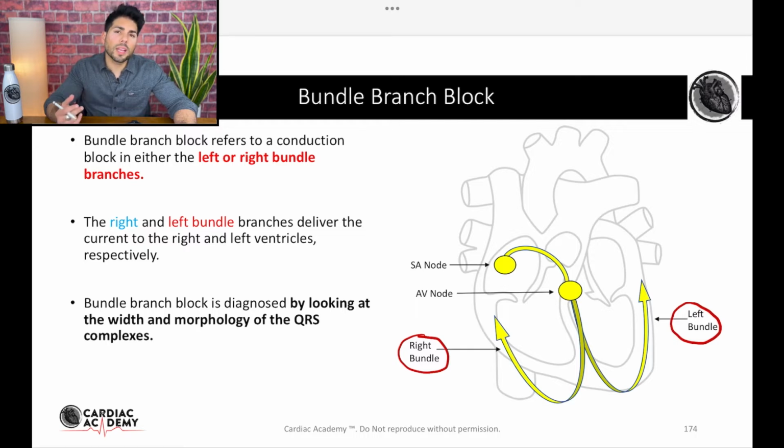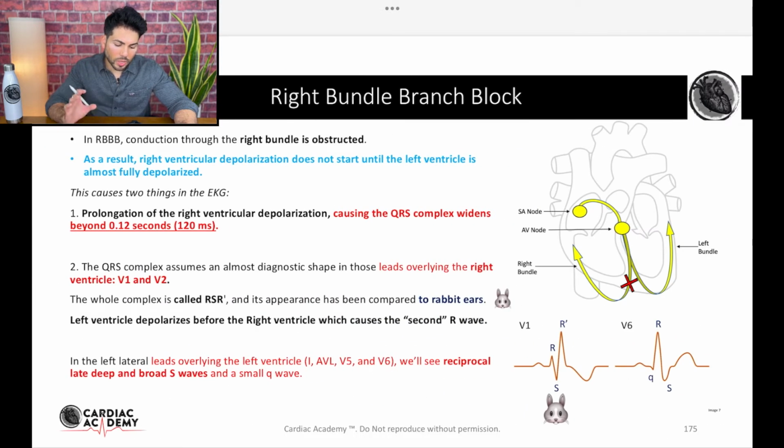And the way we're going to identify these is by two main ways. You're going to notice that there's going to be a prolongation of the QRS complex. It's going to be widened. And additionally, there are going to be some morphological changes that you're going to be able to identify, okay? So let's start talking about the right bundle branch block.